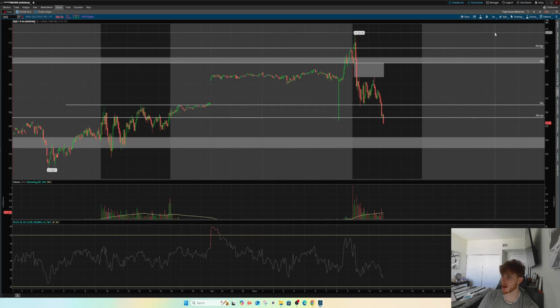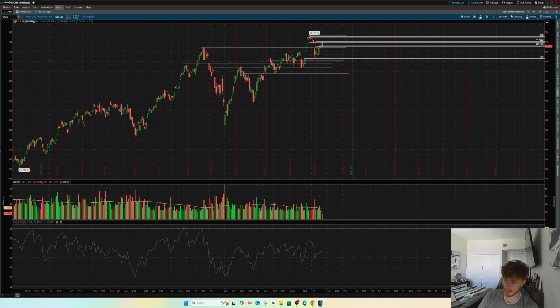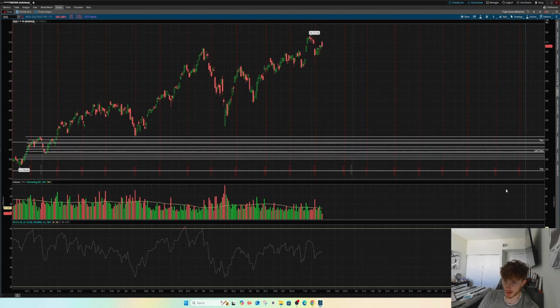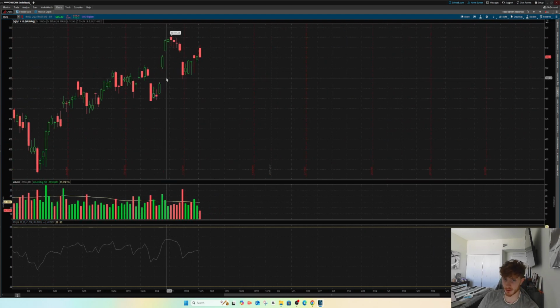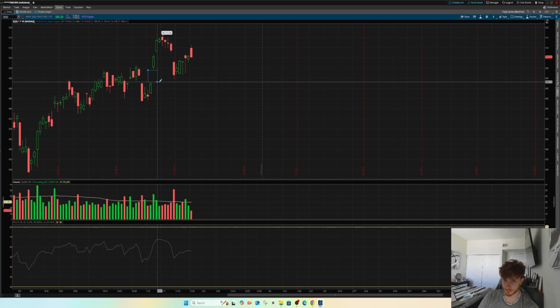You can see here just a quick little rundown of what a gap is. Easiest to see it on the daily. A gap, literally when you see this gap in price action. So that's a gap there when this candle doesn't intersect any of this candle. Same thing on the downside. This candle doesn't intersect any of this candle.